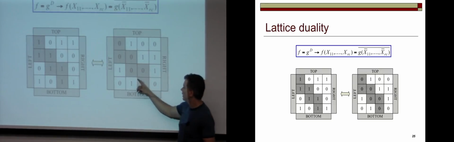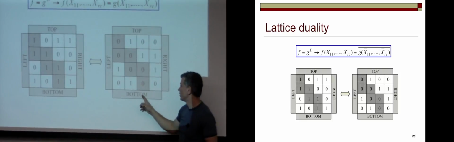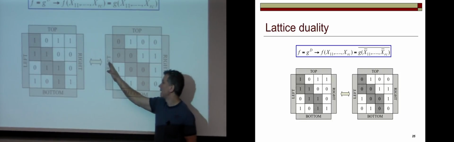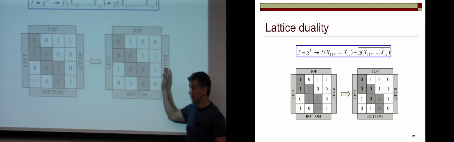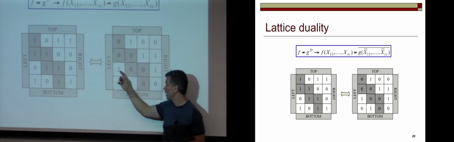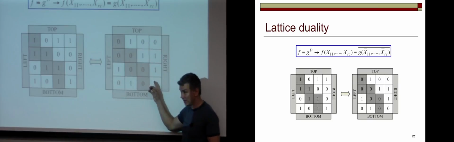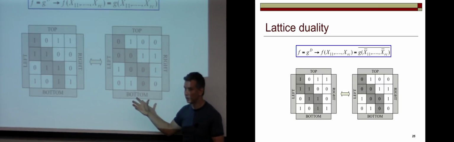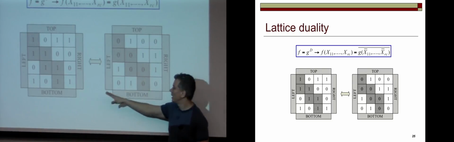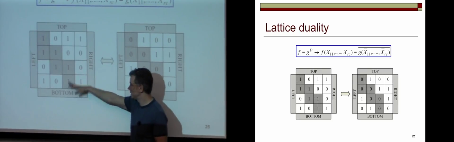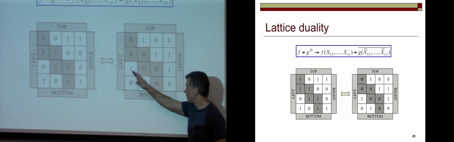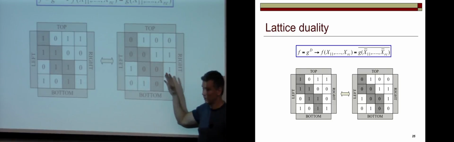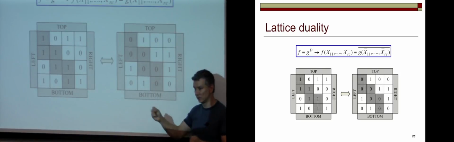A path of 0s between top and bottom over here is a path that must block every path from left to right. There's no way you can get from left to right without crossing this barrier of 0s. So it means the left to right function must evaluate to 0. That's the definition of the dual. Flip all the variables, flip the function. Here, the function evaluates to 1 because there's a path of 1s. Flip all the variables, now there's a path of 0s, and the function is 0. F is 1 means G is 0.